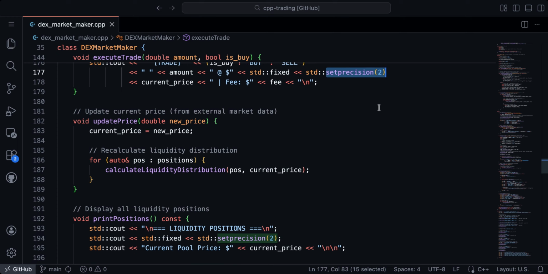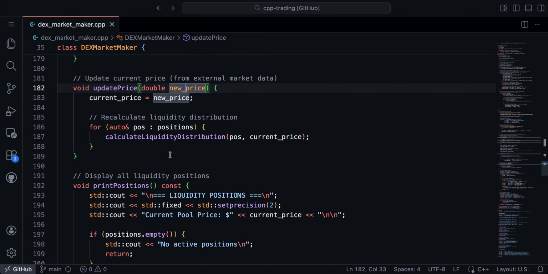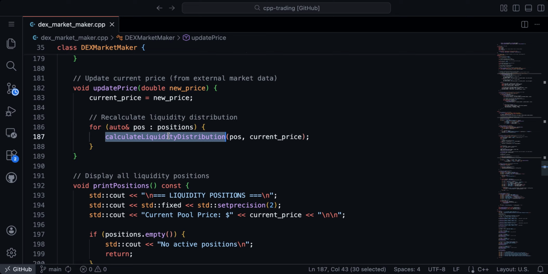The update price method takes a new price as a double. This simulates an external price movement, perhaps from another exchange or market data feed. We update current price to the new price. We then recalculate the liquidity distribution for all positions, since their token 0 and token 1 amounts depend on where the current price is relative to their ranges.